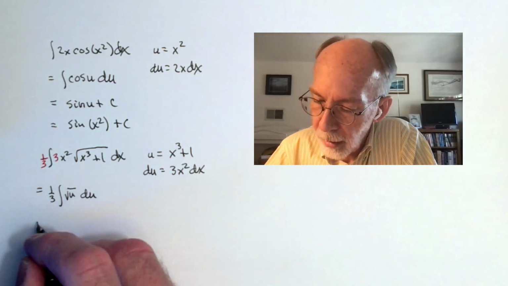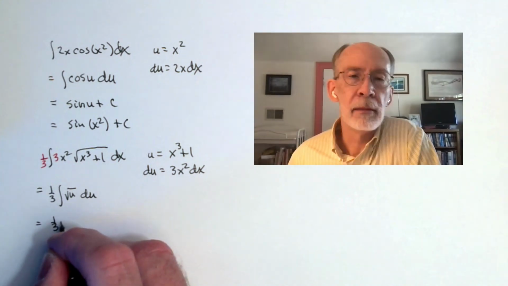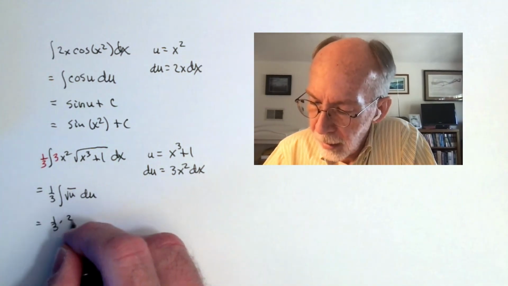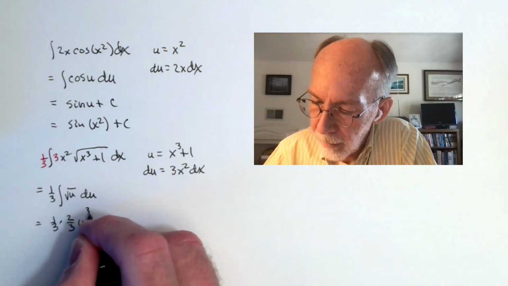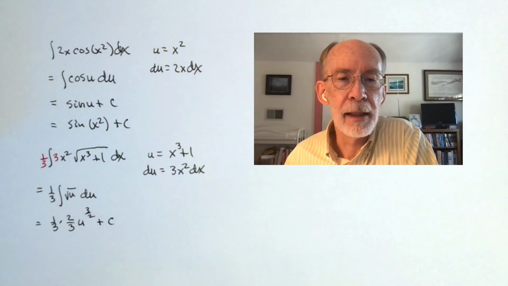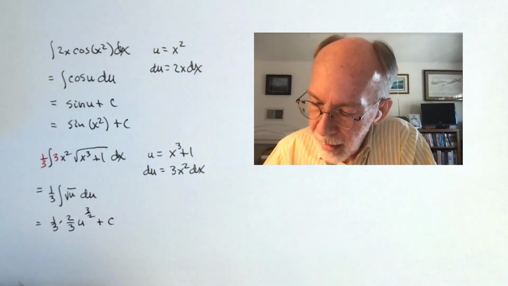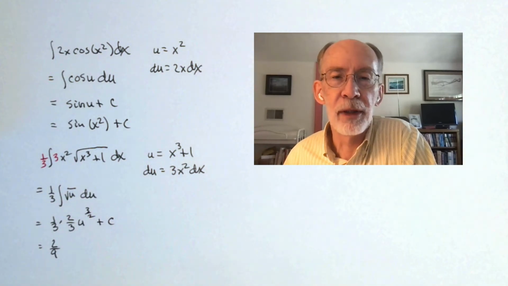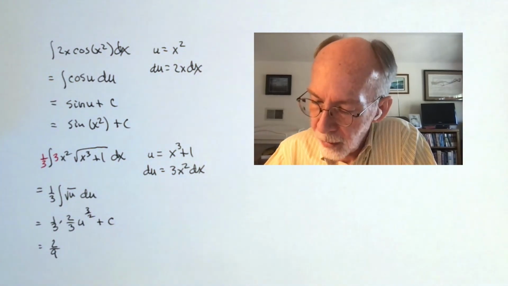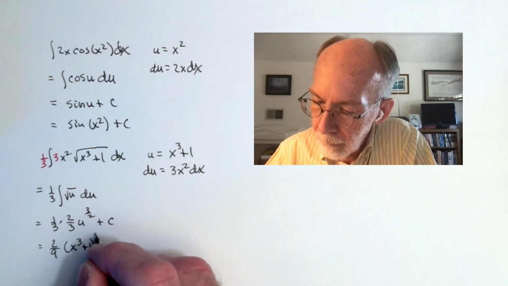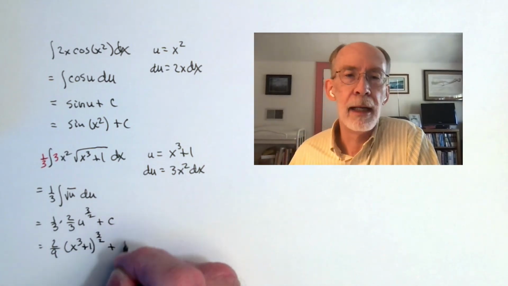This is 1/3 times, let's see, anti-differentiate u to the 1/2, I get 2/3 u to the 3/2. And of course, we have a constant of integration. I'll multiply out that fraction, that's 2/9. And this is the moment where we recall that u is x cubed plus 1. And there we have it.